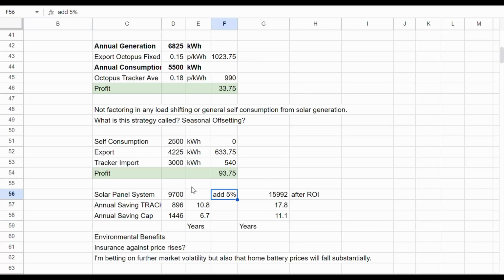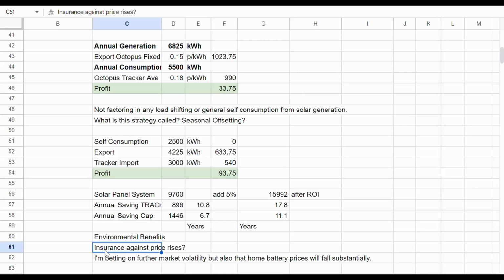So if we added on the 5% earning that I was talking about earlier, if we'd invested that 9,700 financially, and we would end up with 15,992 after a return on investment, and this was over 10 years, so this is a 10-year investment. So that would then bring our payback time to 17.8 years for tracker and 11.1 years for the price cap. So of course there's the environmental benefits.